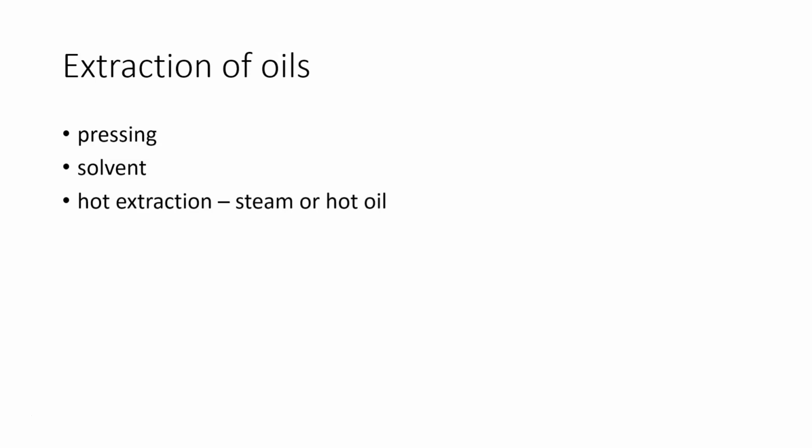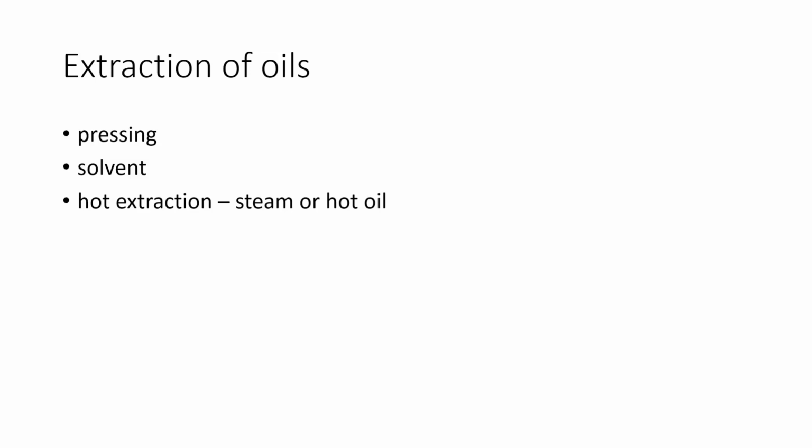We have a solvent type extraction. In the solvent type extraction, you take the material, you chop it up, you crush it, then you add a solvent that will extract the oil. Then you can remove the solvent and the dissolved oil in it. You heat up the material, this drives off the solvent, you get your solvent back.